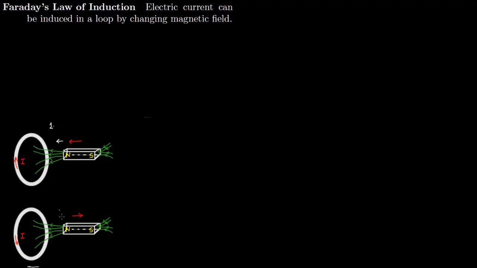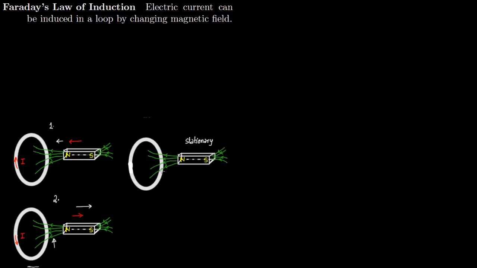Notice now figure 2. You are moving the magnet in the opposite direction, that is, to the right. As you move the magnet to the right, you are again changing the magnetic field passing through the loop. This changing magnetic field will cause a current to flow in the loop. Now if you keep the magnet stationary, that is, you do not move the magnet at all, then the flux or the magnetic field passing through the loop does not change. So in this case, the current flowing through the loop is 0.